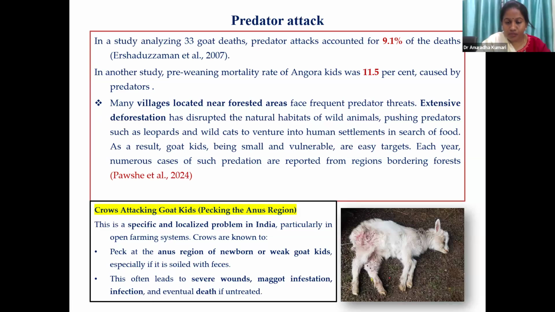Every year, numerous cases of predator attack are responsible for kid mortality in village areas bordering the forest. Another category of predator attack responsible for kid mortality, very localized to a particular region of India, is the crow attacking the anus region of the kid. Later that gets wounded, affected by maggot infestation, and finally leads to death.